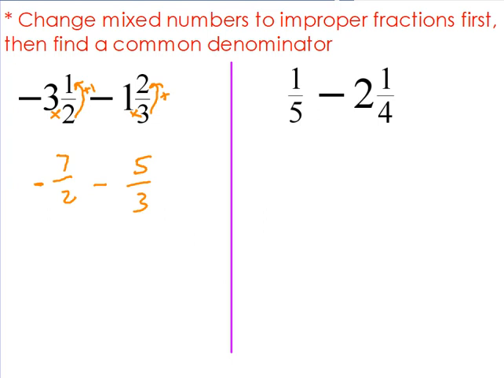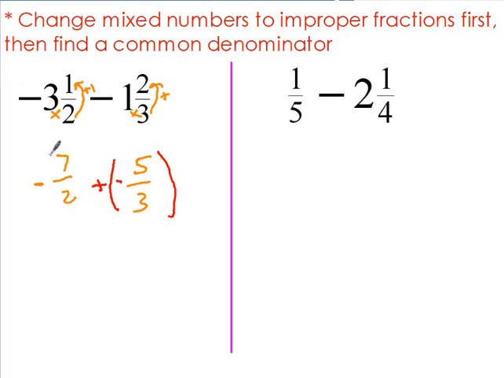Now we're going to follow all of our rules for subtraction, where I'm going to use keep, change, change. I'm going to change this to addition, and I'm going to change this to a -5/3. So I have -7 over 2 plus -5 over 3. Now I also have to find my common denominator, and my common denominator is going to be 6.